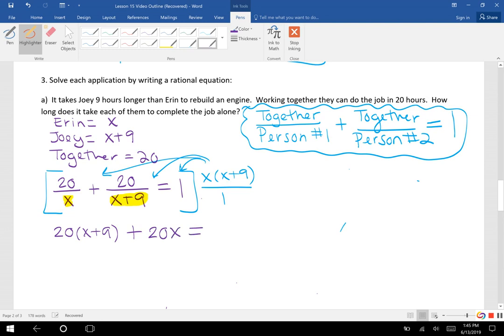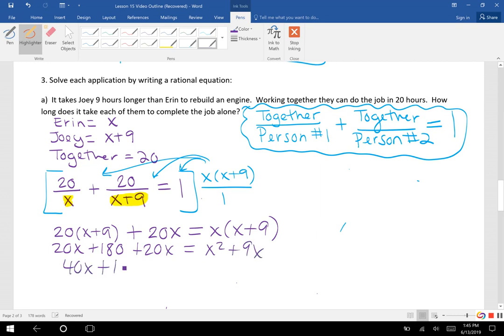Equals, let's see, nothing cancels. So that's X times X plus 9. So there's my equation. It doesn't have any fractions. I'm going to get rid of parentheses, so distribute the 20. And then I'll distribute the X on the right-hand side. I'm going to combine like terms. And this equation now, unlike the other ones, is actually a quadratic equation. It has an X squared.